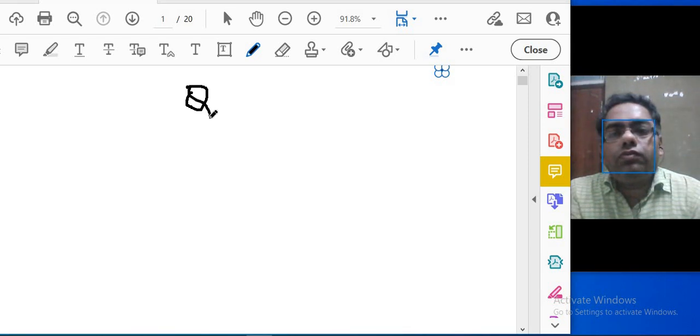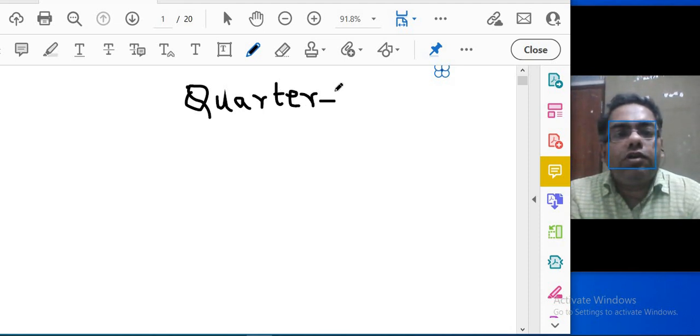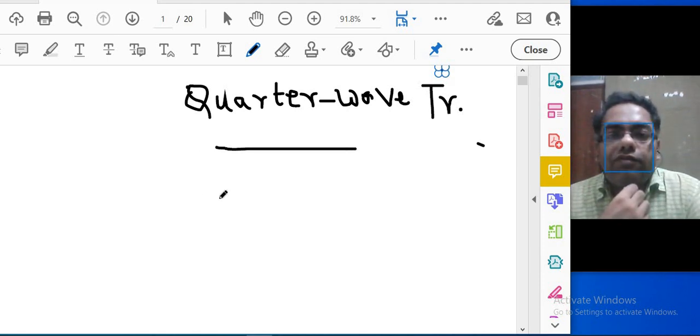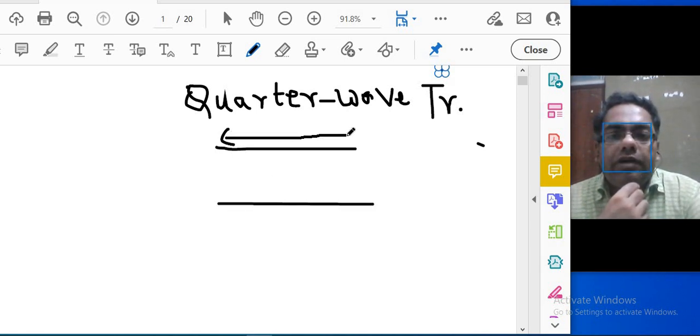Today we are going to see about this quarter wave transformer. What do you understand by this quarter wave transformer? It is nothing but a section of transmission line only. It is not a transformer but a section of transmission line whose length is lambda by 4 and it has got some characteristic impedance, say Z1.